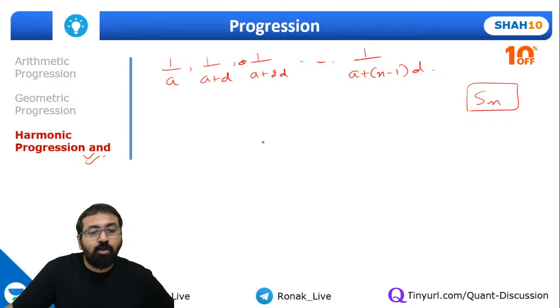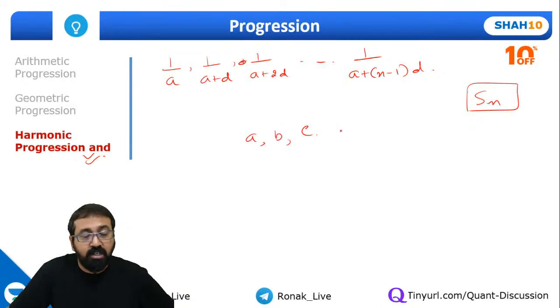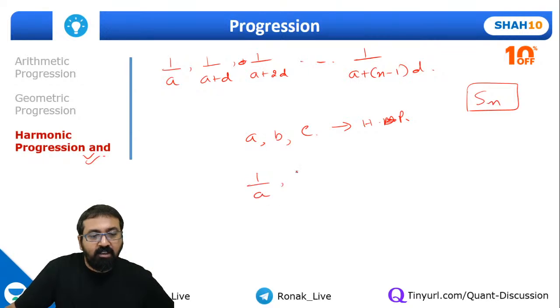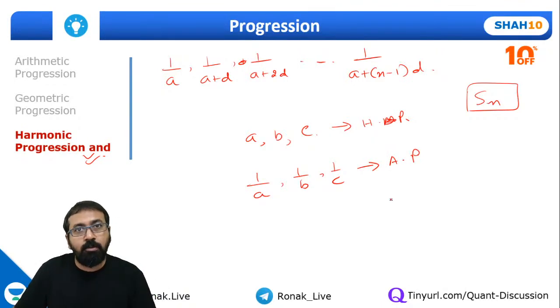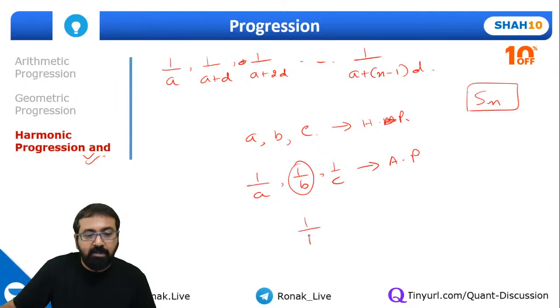But what you can find out is, if 3 numbers A, B, C are in harmonic progression, can I say 1 upon A, 1 upon B, and 1 upon C have to be in arithmetic progression? When I take the reciprocal, the resultant sequence will be in arithmetic progression. And in arithmetic progression, the middle term, that is 1 by B, is nothing but the arithmetic mean. So I can say 1 by B is equal to (1 by A plus 1 by C) by 2, right?